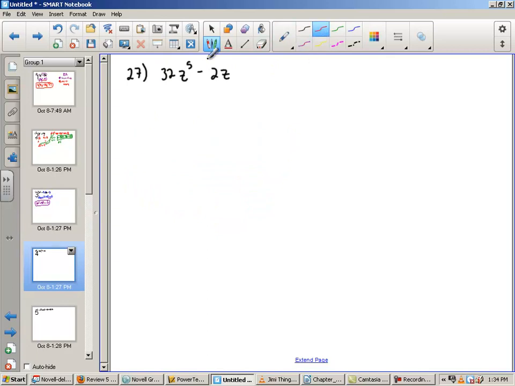27. First step, once again, is to take out what's common. This is going to be a 2z. That gives me a 16z to the 4th minus 1. You might look inside of here and say, well, I don't think I can do anything here. But this is where we talk about the quadratic form.